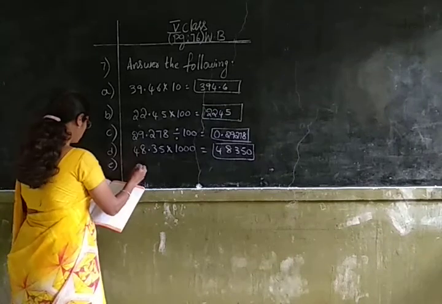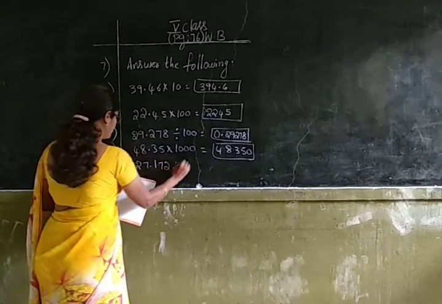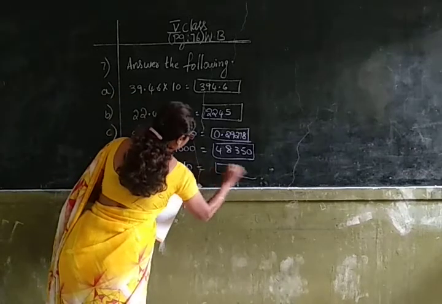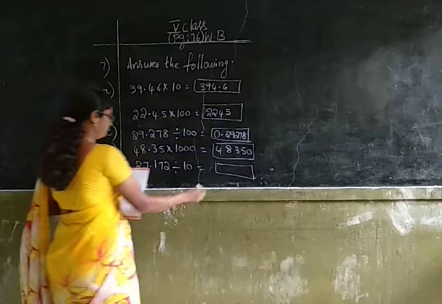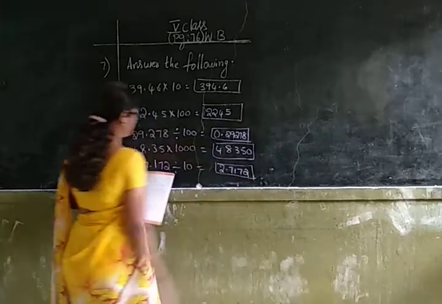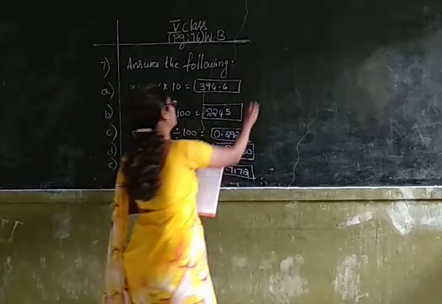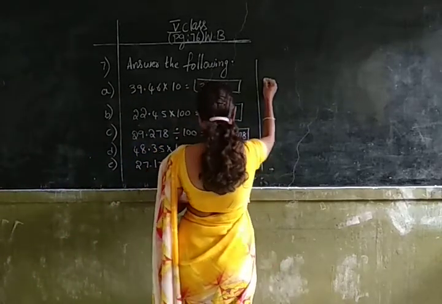Now 27.172 divided by 10. When you divide a decimal number by 10, the decimal point moves 1 step towards left. So the answer is 2.7172. Okay, children. Now let us do the F sum.